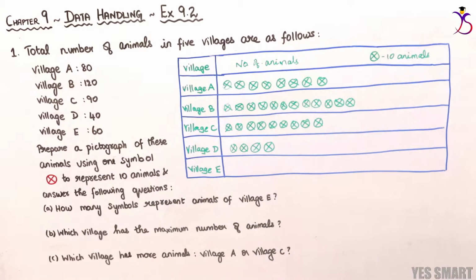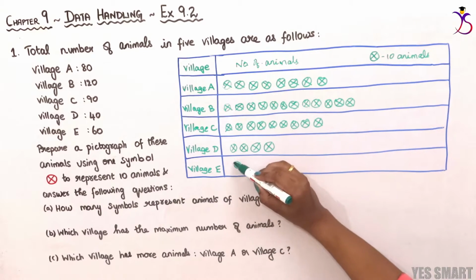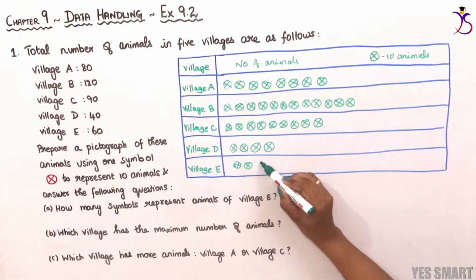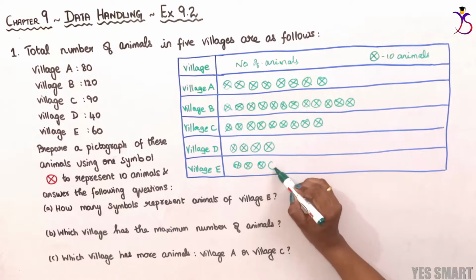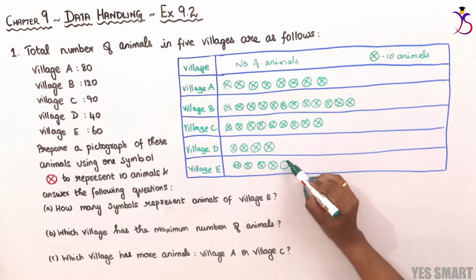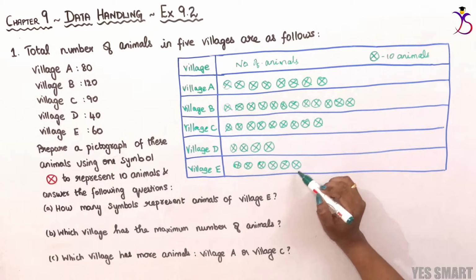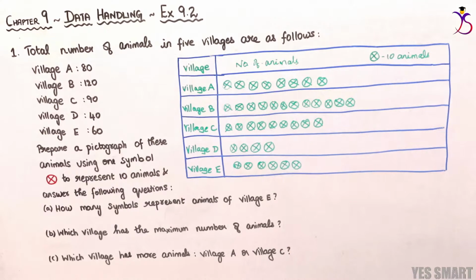Last, village E has 60 animals. 10, 20, 30, 40, 50 and 60. So village E has 60 animals. Therefore 6 symbols we have to draw. Hence it's done. Now let's answer the questions.